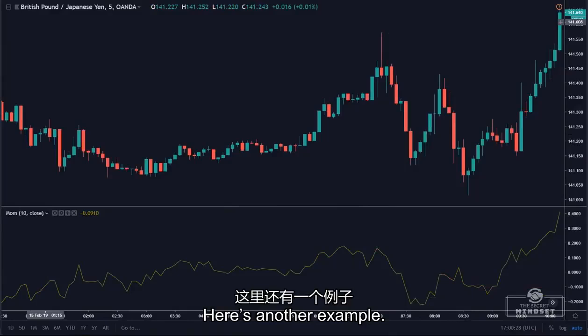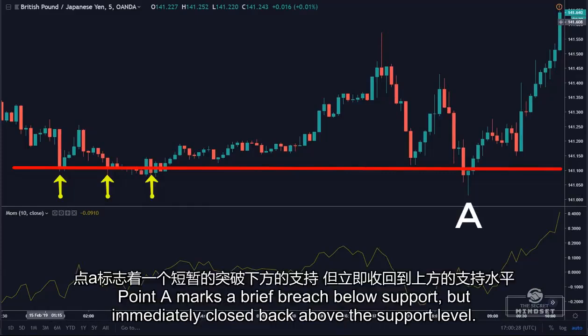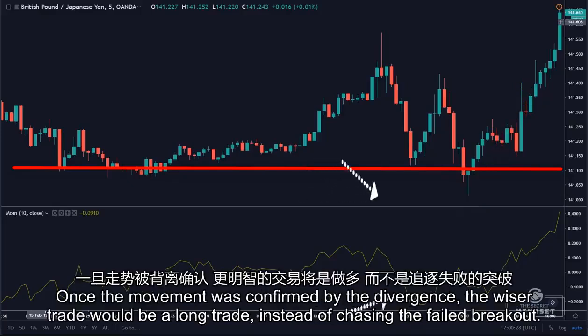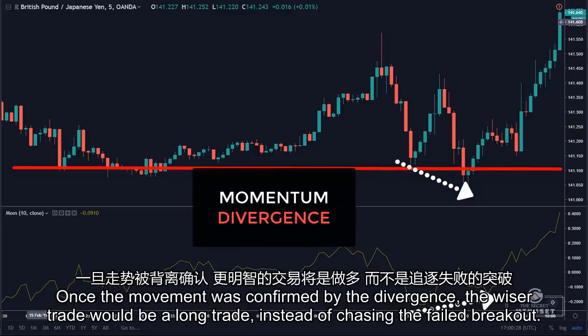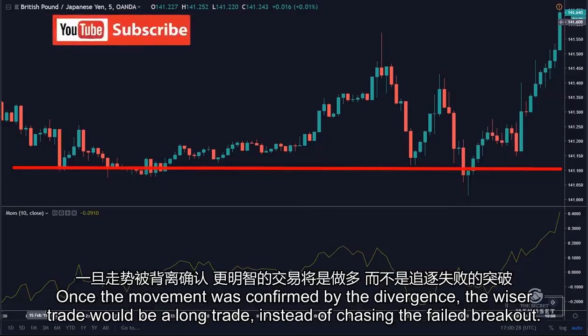Here's another example. Here we have a clear support, the price being unable to continue lower. Point A marks a brief breach below the support, but immediately closes back above the support level. Once the movement was confirmed by the divergence, the wiser trade would be a long position instead of chasing the failed breakout.